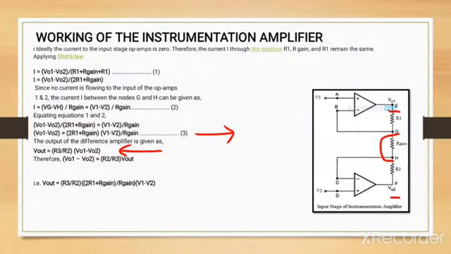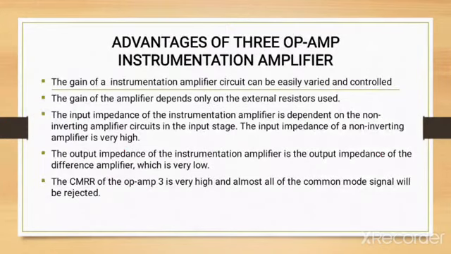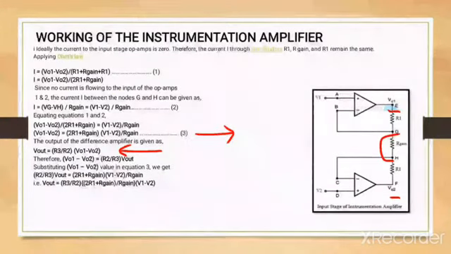Therefore we get the output value as such. So that is the derivation for the instrumentation amplifier, which has two stages with three operational amplifiers.